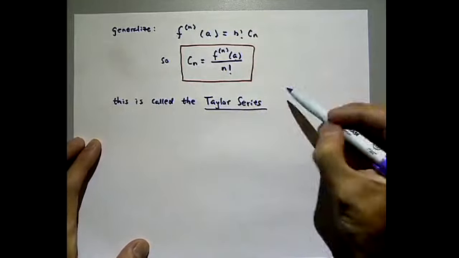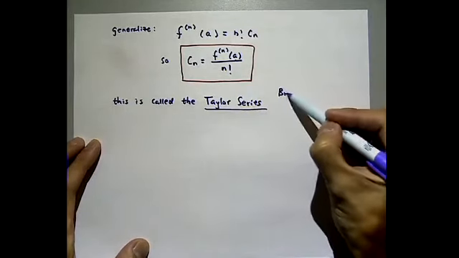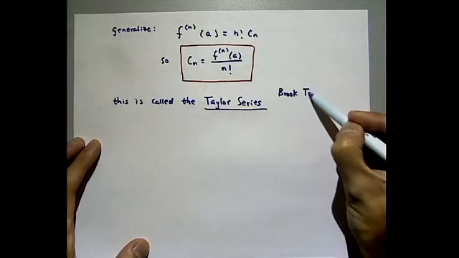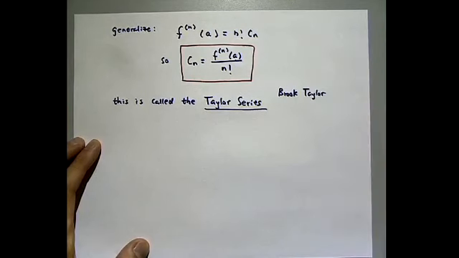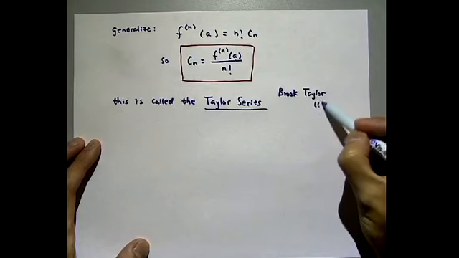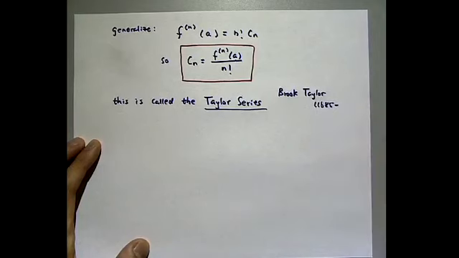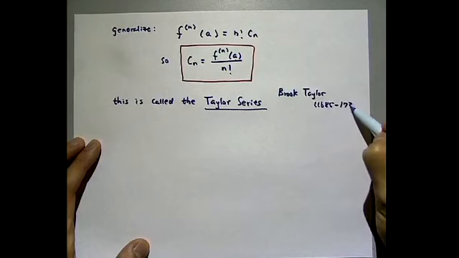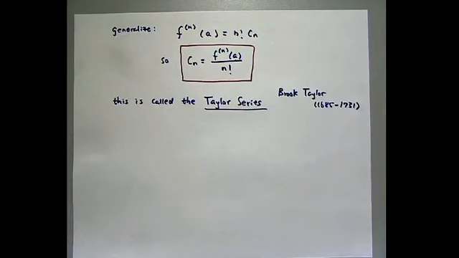It's named after this English mathematician, Brook Taylor, who lived from 1685 to 1731. Okay, a little bit of history. I want to tell you who this Taylor guy is. Well, you can look up more about him, but that's him.